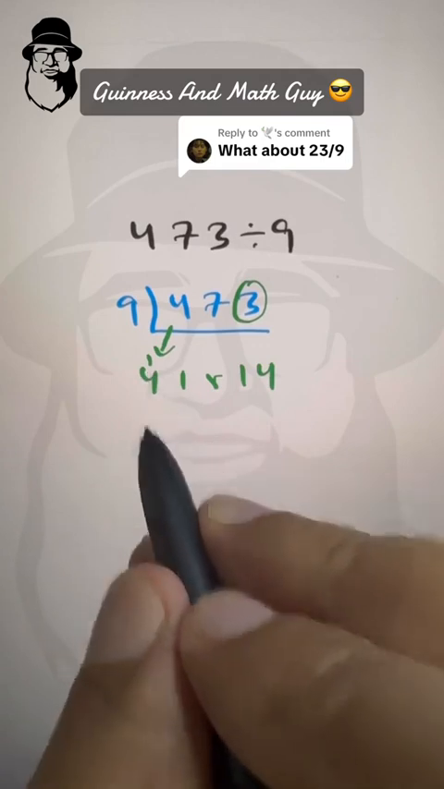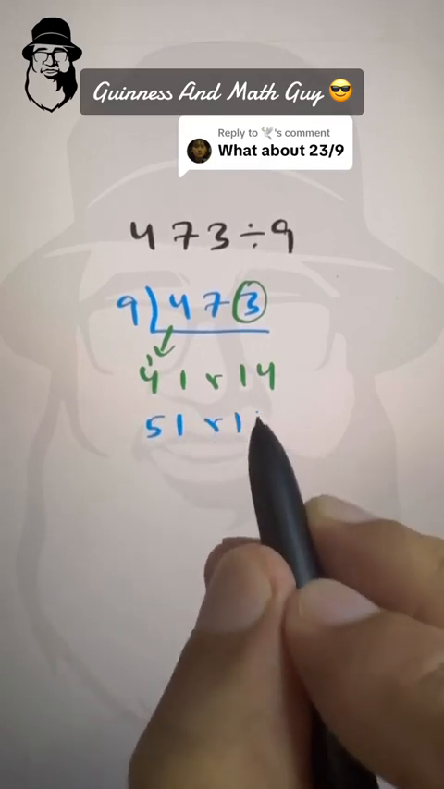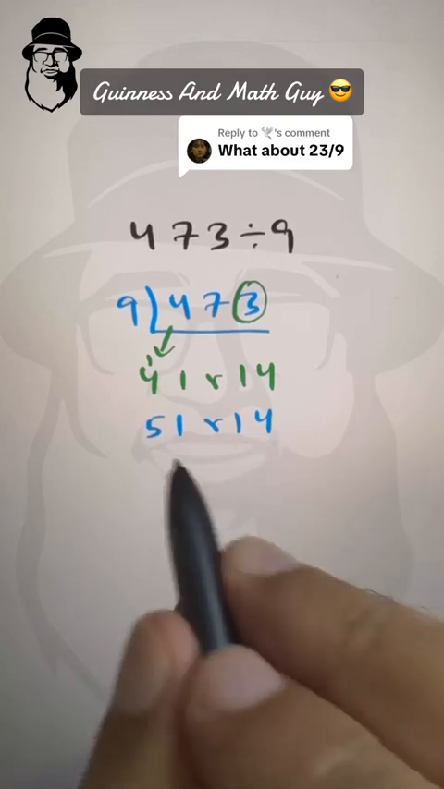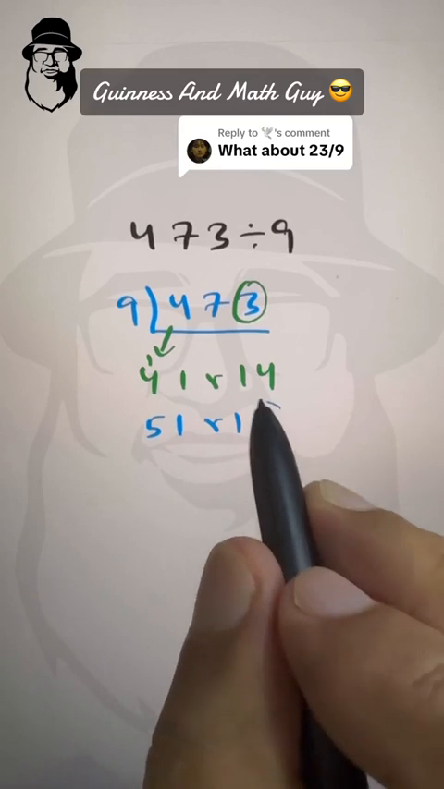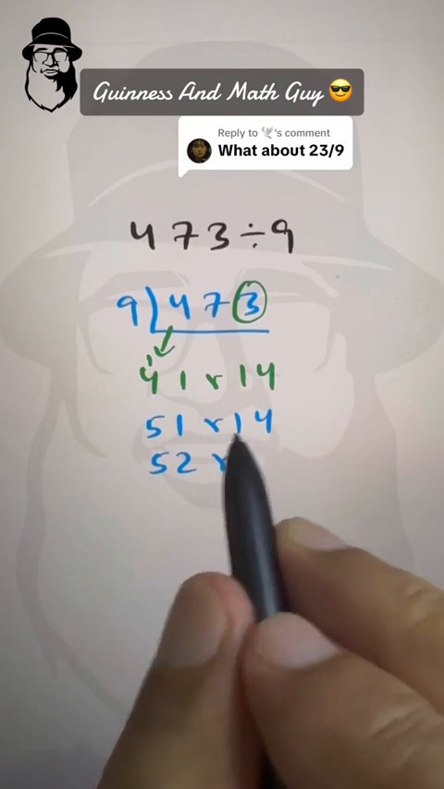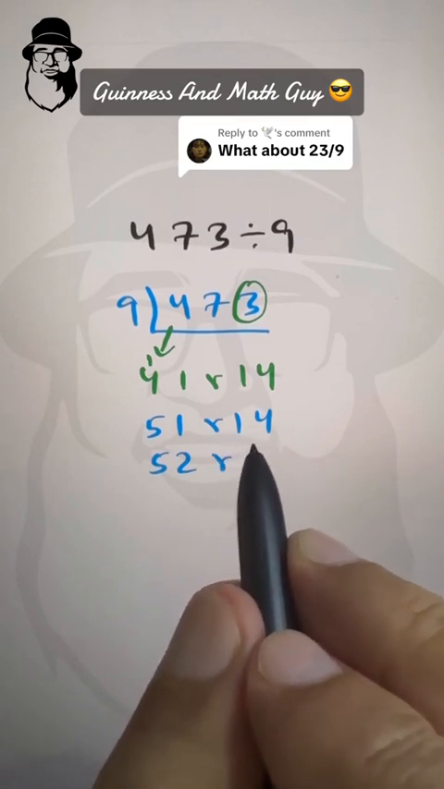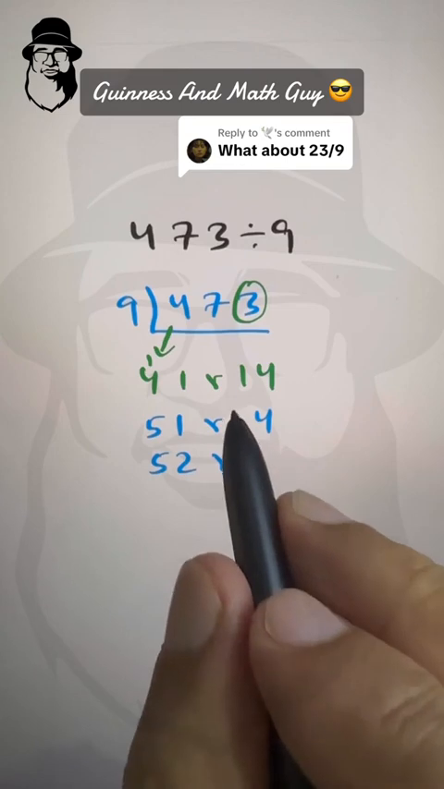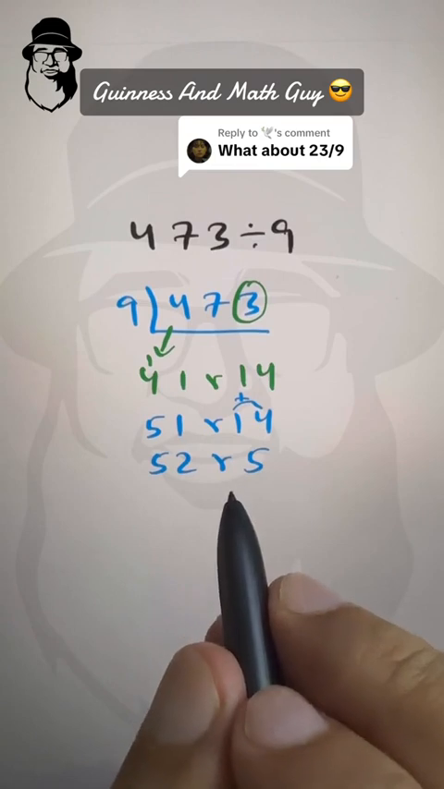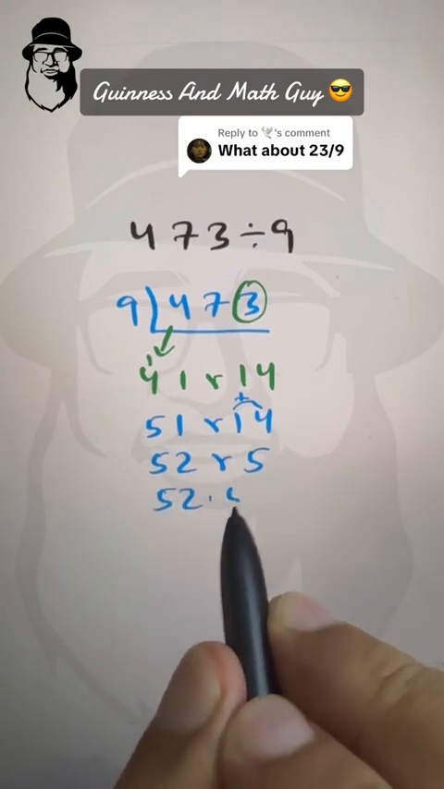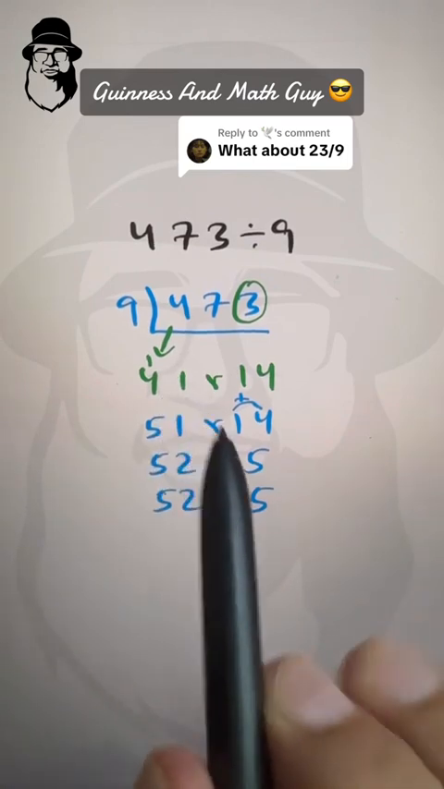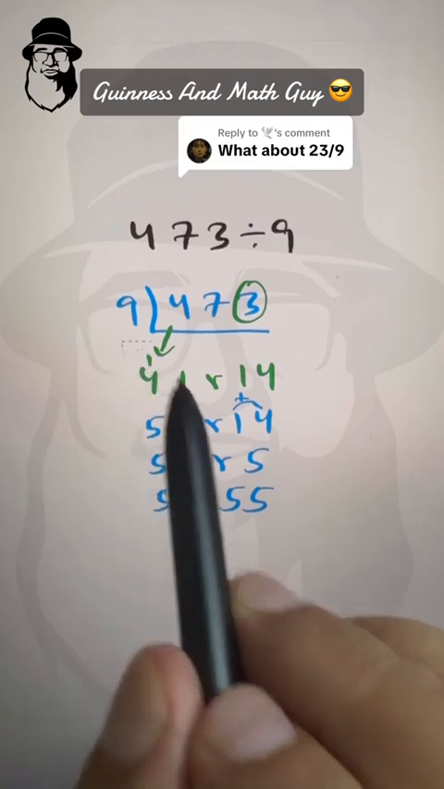Now this will make it 5, 1, remainder 14. And we know that this is 51 9s plus 14. 51 9s are here, and there is 1 9 in this 14 also. So we'll make it 52 9s. And when 9 is gone from 14, we are left with 5, or you can just add these two. 1 plus 4 is 5. So our answer is 52 remainder 5, or 52.55.